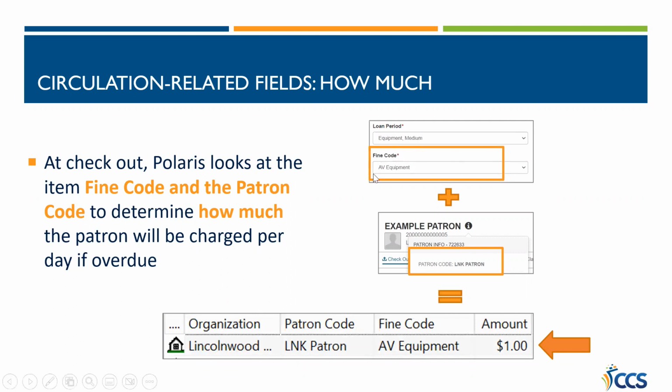So let's look at a different example here. Something with a fine code of AV equipment. If the same LNK patron user checks out an item with a fine code of AV equipment, they'll be charged $1 a day because that's what's set on our backend here.